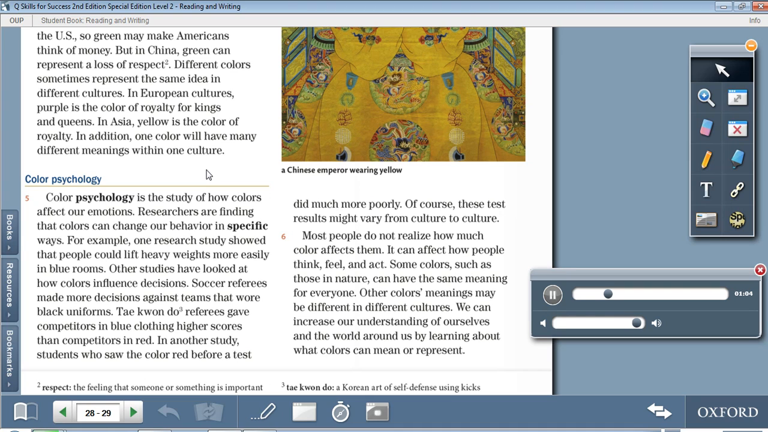In another study, students who saw the color red before a test did much more poorly. Of course, these test results might vary from culture to culture. Most people do not realize how much color affects them. It can affect how people think, feel, and act. Other colors' meanings may be different in different cultures. We can increase our understanding of ourselves and the world around us by learning about what colors can mean or represent.